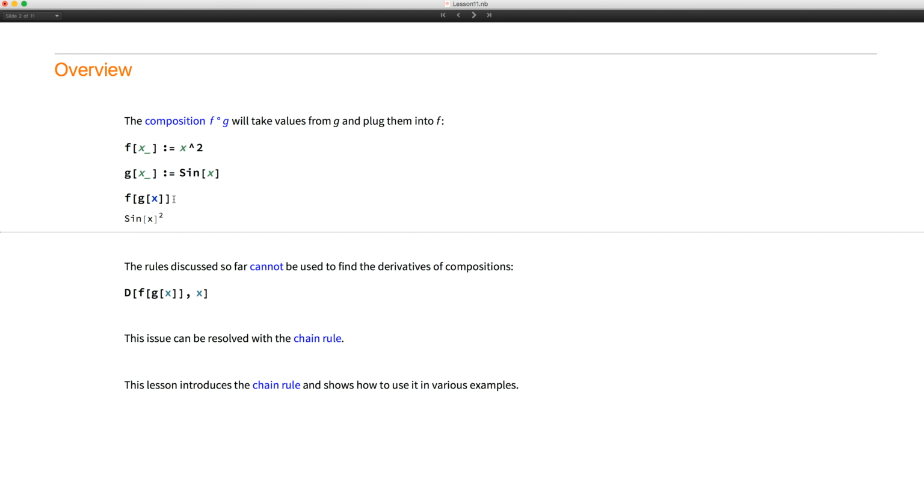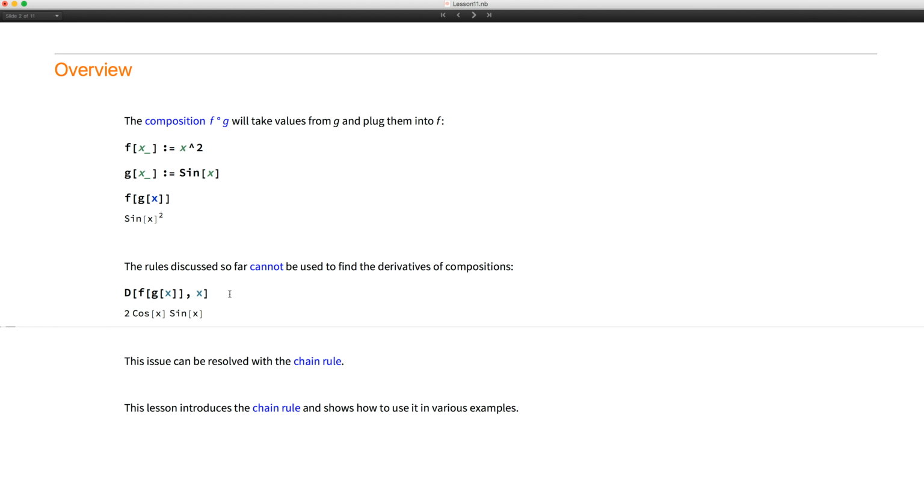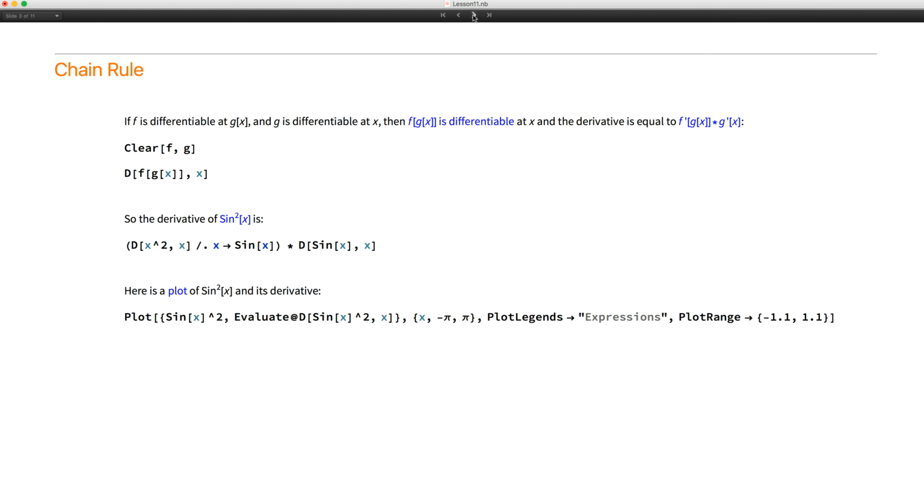Now, the rules we have discussed so far, the sum rule, the product rule, etc., cannot be used to find the derivatives of such compositions. But of course, D knows about them. And what's required over here is something called the chain rule. So the chain rule is what lets you find out the derivatives of compositions. And that's the topic for the lesson, the chain rule and examples for this very powerful rule. Let's begin with a statement of the rule.